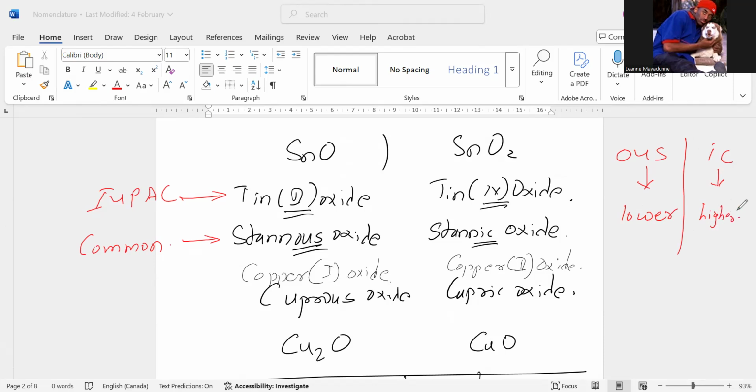So on the periodic table, if you go and check, tin has two oxidation numbers, +2 and +4. Copper has two oxidation numbers, +1 and +2, correct? So if the name is cuprous, you should know that the charge will be the lower one. If it is cupric, you should know that the charge will be the higher one.